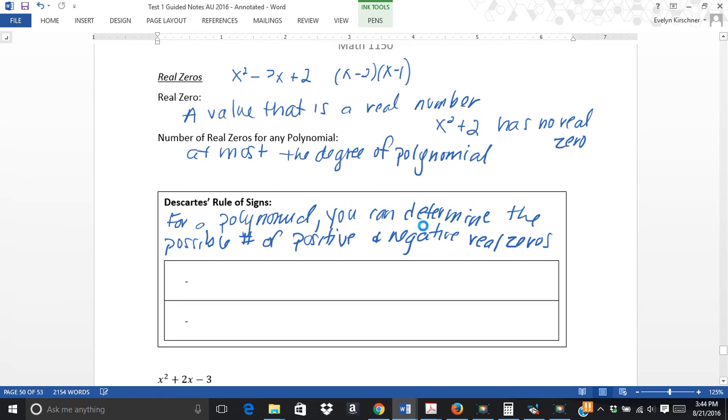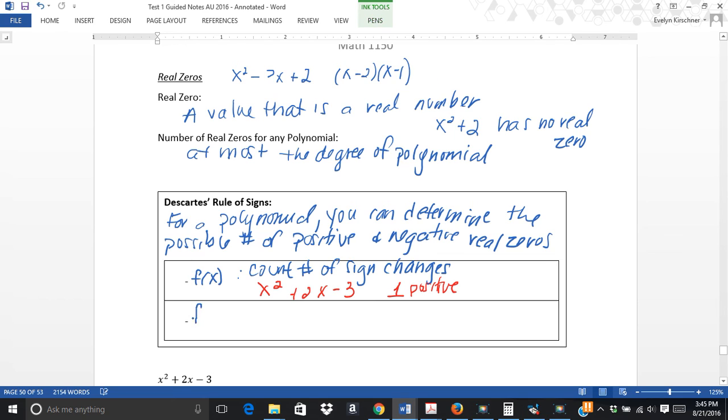So what I have to look at is this. I look at f of x, and I count the number of sign changes. So if I look at x squared plus 2x minus 3, it's positive, it goes to negative, it changes once. So it only changes once, so I can have one positive zero.